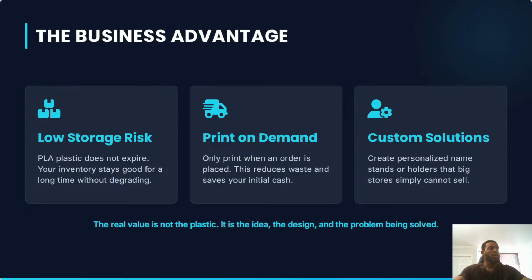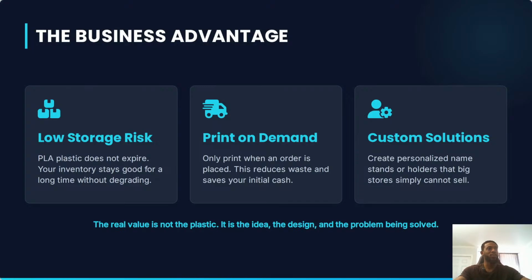Also, print on demand only prints when an order is placed. This reduces waste and saves your initial cash. If you're selling your services, it's best you print on demand. You print when someone demands a specific part.